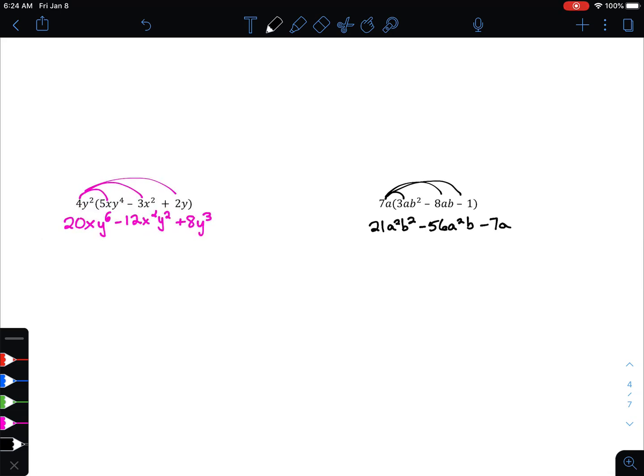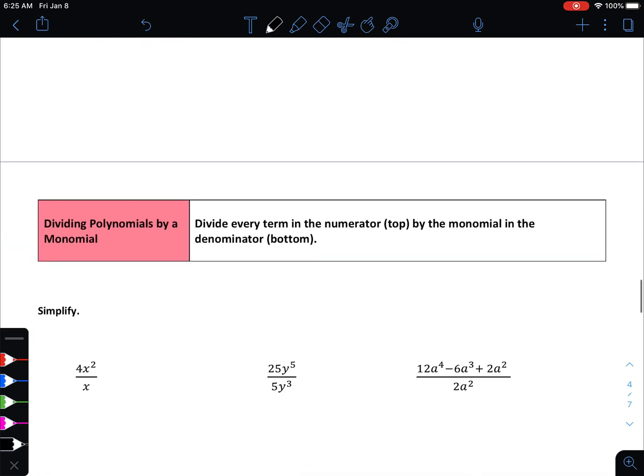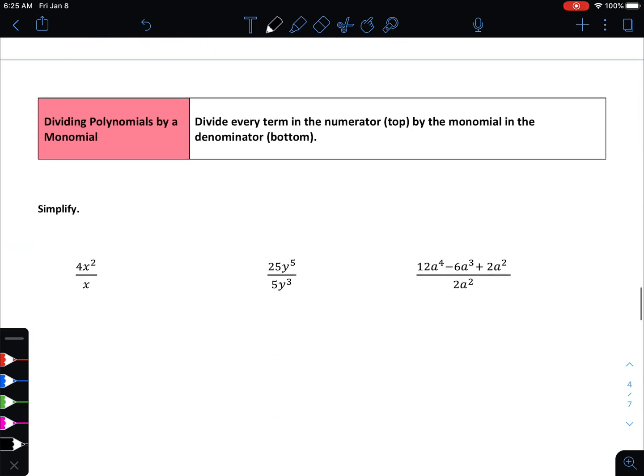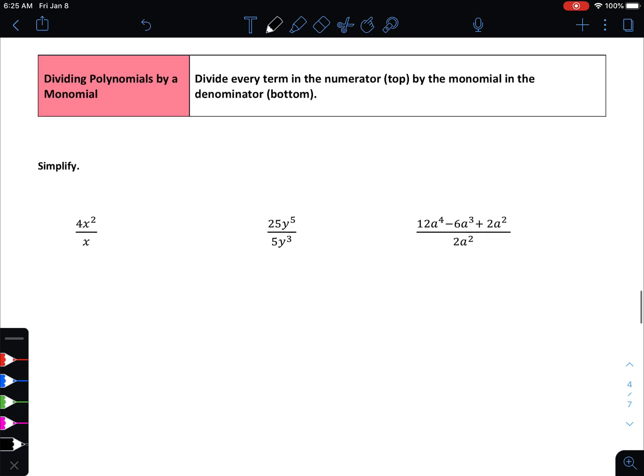All right, so that's it for multiplication. We will do a little bit more with multiplication in our next video, but for right now, that's really all we need to know. Let's go ahead and take a look at division then. And really division is kind of the same, but going backwards. So when you're dividing polynomials by a monomial, you divide every single term in the numerator by the monomial that's in your denominator. So let's take a look at some examples.